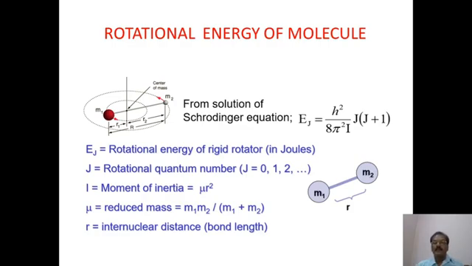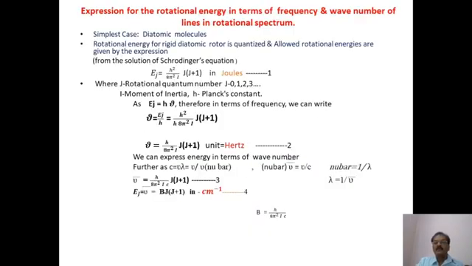The energy of a rotating molecule is given by the equation Ej is equal to h squared divided by 8 pi squared I c, j into j plus 1. This is the expression for the rotational energy of the molecule, where each term indicates: h is Planck's constant, Ej is the rotational energy of a rigid rotor in joules, j is the rotational quantum number, I is the moment of inertia, mu is the reduced mass, m1 into m2 divided by m1 plus m2, and r is the internuclear distance between the two atoms in a molecule. And this expression is in terms of joules.